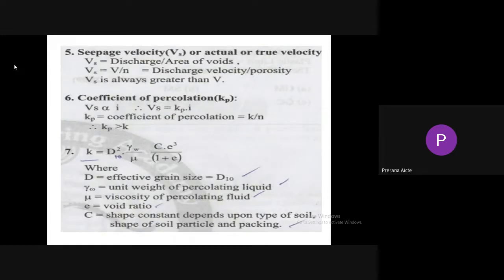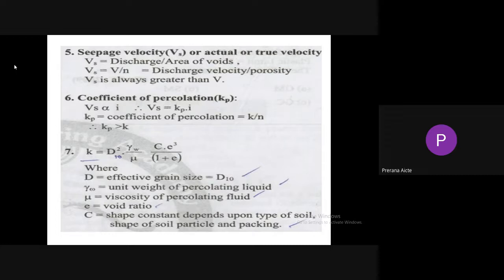Next, seepage velocity, also called actual velocity or true velocity. If you take a cross section of a soil mass, it consists of solid particles and voids. If you take the superficial velocity, velocity is equal to discharge divided by total area.